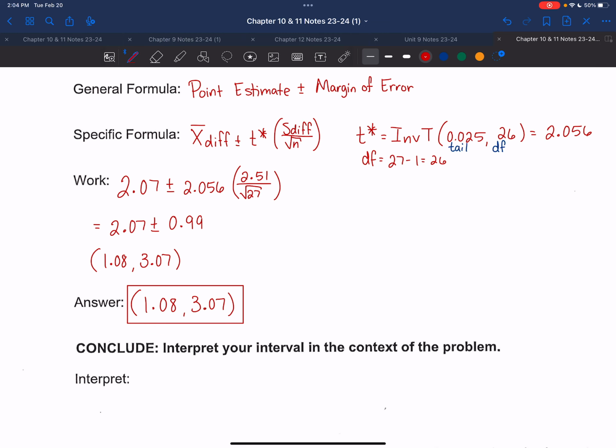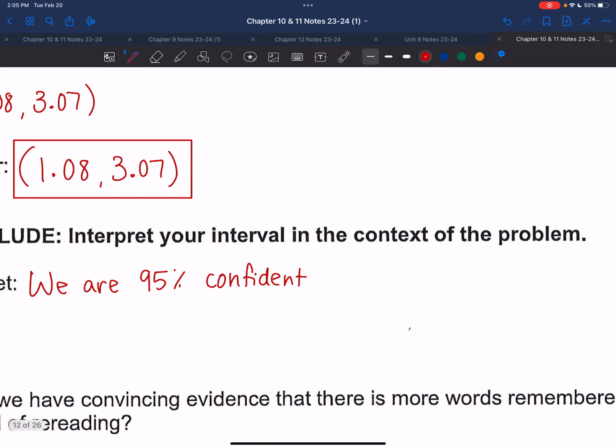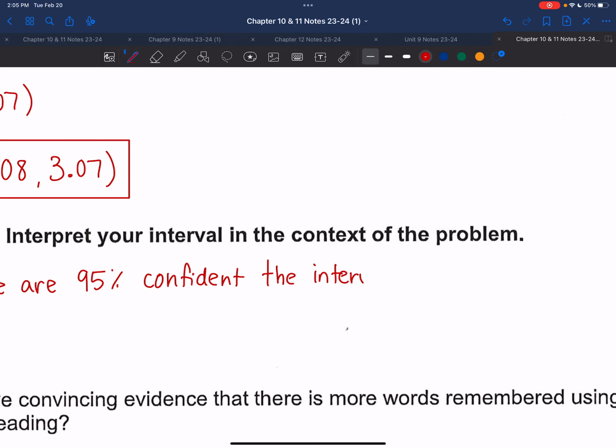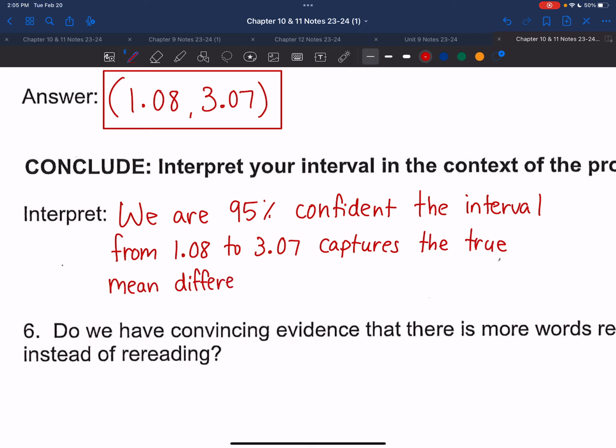Okay, and then the last thing, interpret this. So we're doing a 95% confidence interval. So I can say we are 95% confident the interval from 1.08 to 3.07 captures the true mean difference in words remembered using story over rereading.